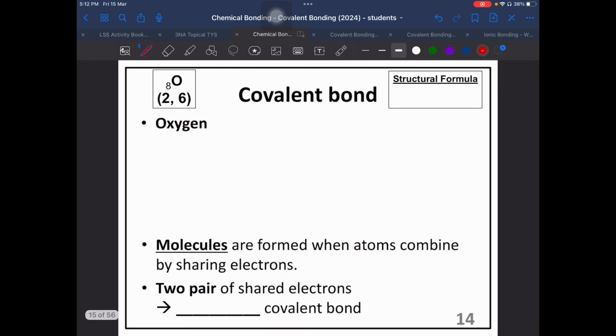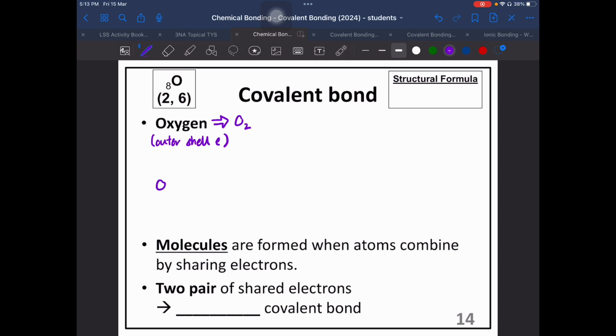Okay, the next one is for oxygen, right? So using a periodic table, you can figure out that oxygen has an electronic configuration of 2,6 because it has 8 protons, right? So now let's try to draw out how oxygen actually looks like. But before that, I think you already know that oxygen actually has this formula called O2, right? So now you can see where we actually derive this O2. How come it's two oxygen atoms? Let's draw one oxygen atom now first, using just the outer shell electrons only.